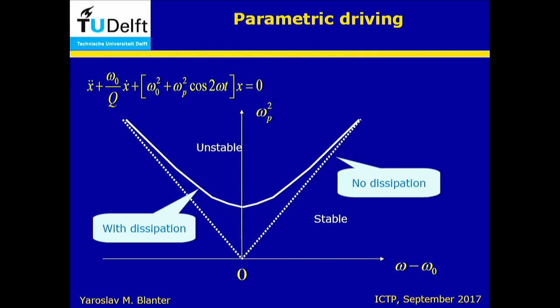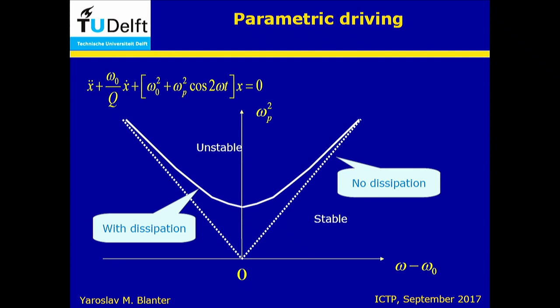So what I plot here is not an amplitude. That's a plane in the parameter space. We have two non-trivial parameters. One parameter is the amplitude of the parametric drive, which is omega p squared. And another parameter is the detuning, so how close to the resonance you are driving it. If you don't have dissipation, so if Q is infinite, then there are these two straight lines. Above the straight line, the system is unstable, meaning you can drive it to infinite amplitude, unless something happens. Typically it's nonlinear, and then the amplitude is stabilized or there is something else. But in this equation, the amplitude is driven to infinity, and here it's not driven.